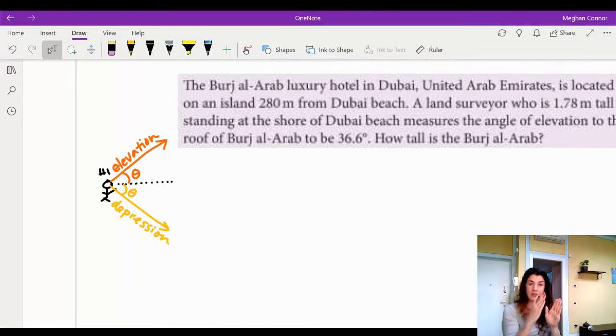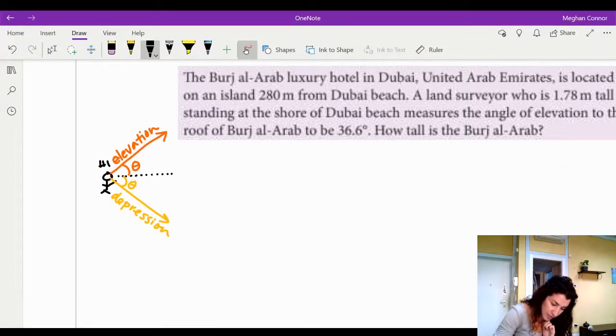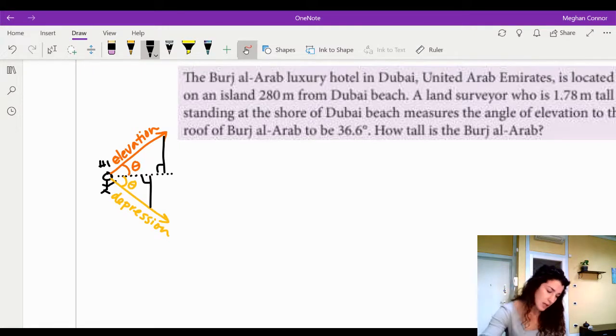Realize from there, you can build in your right triangles by drawing in a line like that or drawing in a line like that, right? So then you can build in your right triangles in order to then solve for the missing side lengths or the angle if you need to.